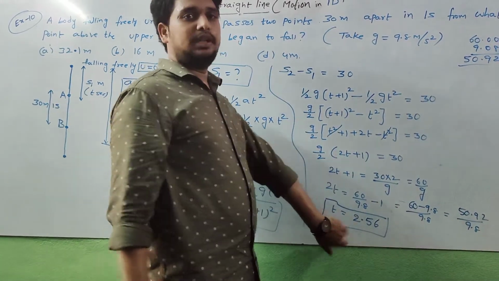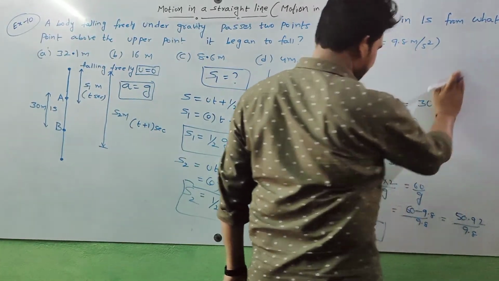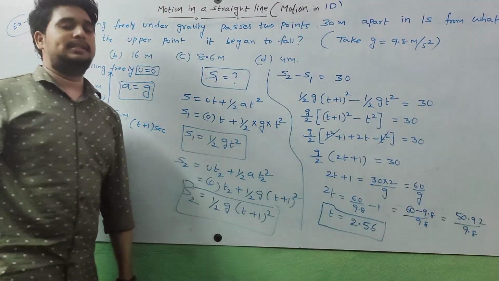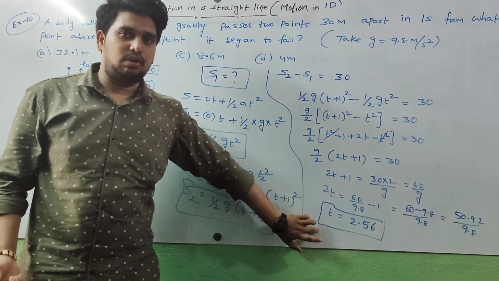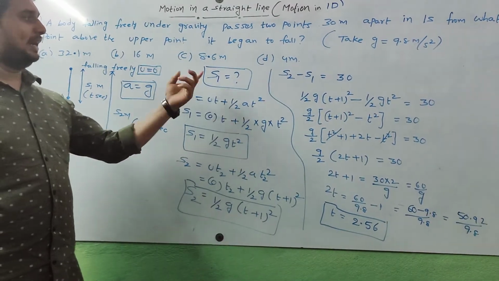We got here time is equal to 2.56. Calculate here, we got time is equal to 2.56. So this t we got, then it is easy to find S1 or not.